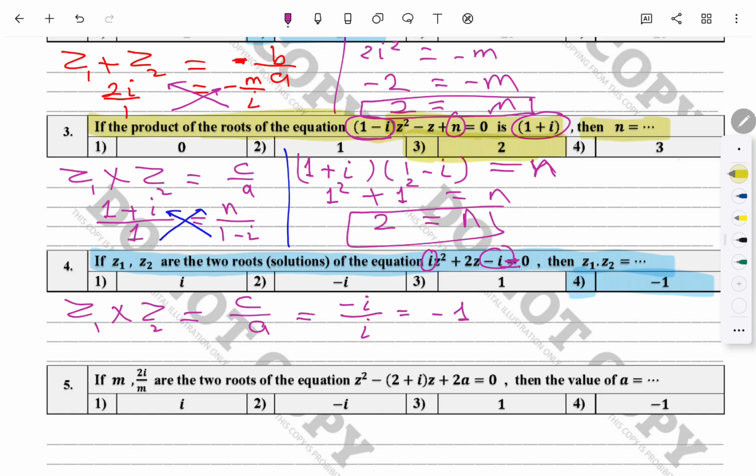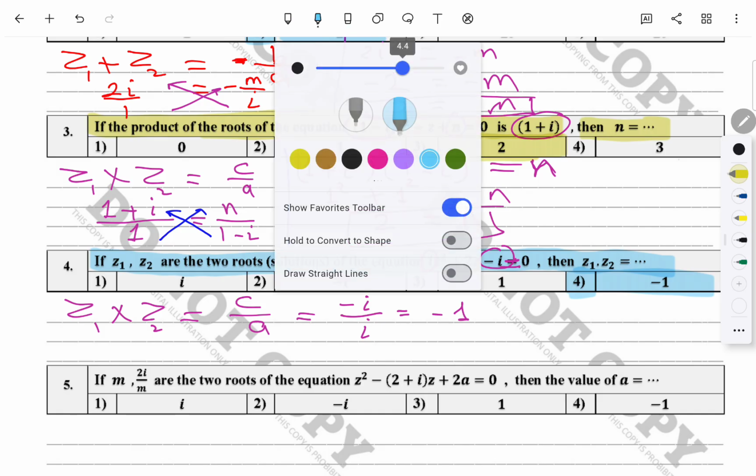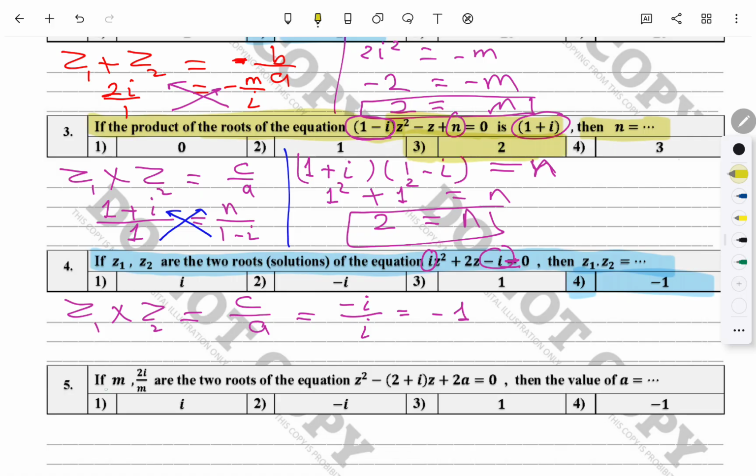In number 5, we can take easily m comma 2i over m are the two roots of the equation, and then we need to find the value of a. So he didn't give you the product or the sum, but he gave you the two roots of the equation, and m is unknown and a is unknown, so you have two unknowns here in this question. So it's better for you to use the product rule. The product rule easily will cancel m with m.